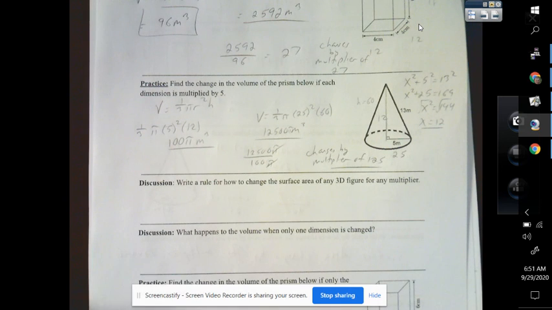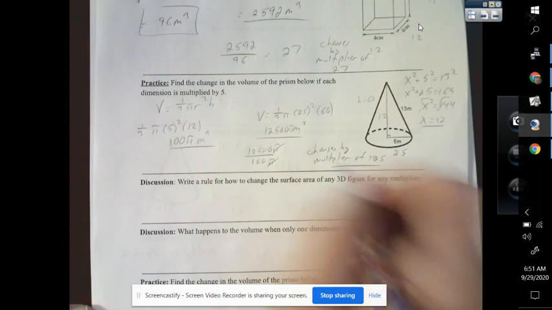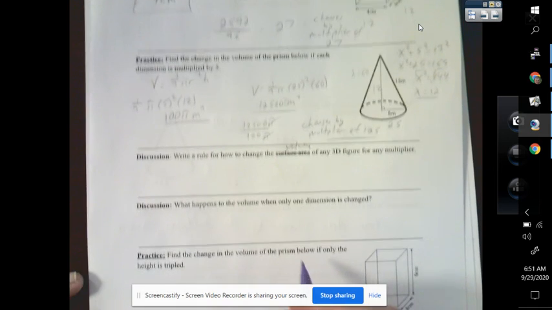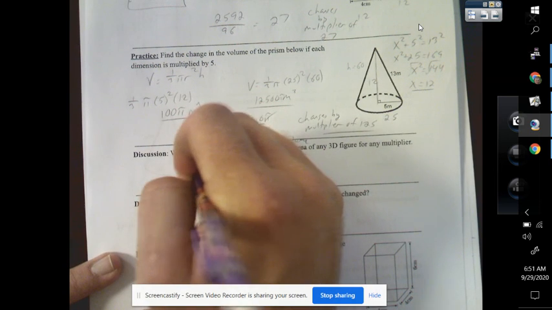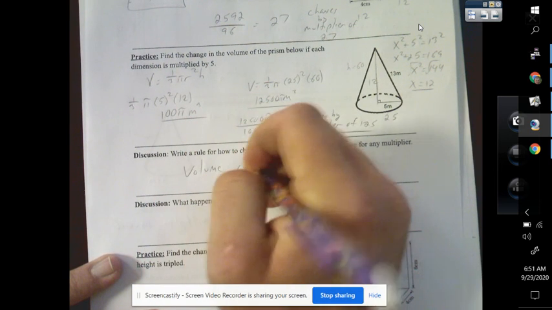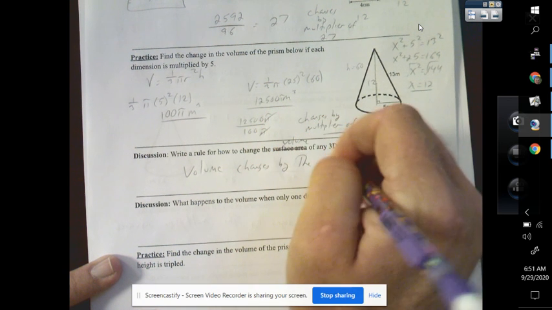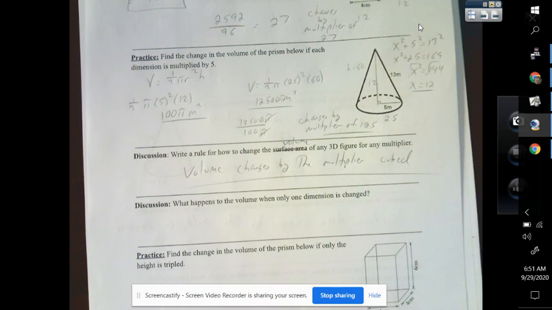Write a rule for how to change the volume of any 3D figure for any multiplier. What happened? Volume changes by the multiplier cubed. Good stuff. What happens to the volume when only one dimension is changed?